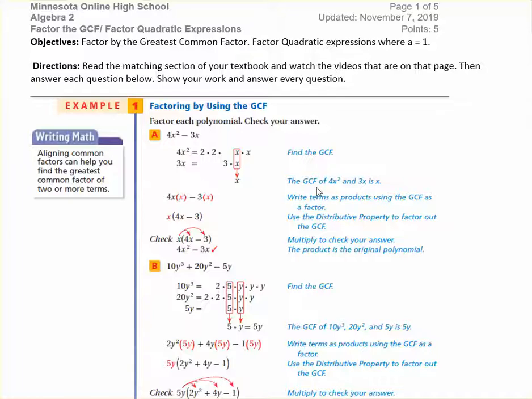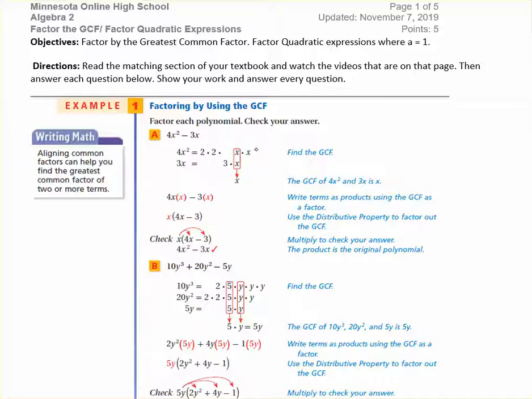Alright, so the first part is factoring by using the greatest common factor. That means you're going to figure out what is the biggest factor that is in both terms or all three terms or all of the terms, and then you're going to factor out, which is just another way of saying divide each term by that. So the first step is to find the greatest common factor.